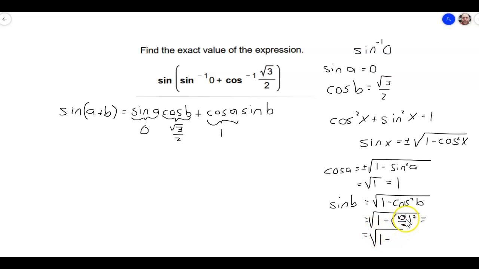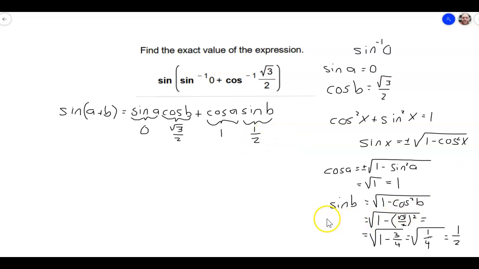That is equal to 1 minus, the square root of 3 squared is 3, 2 squared is 4. So that's 1 minus 3/4, which is 1/4, and the square root of 1/4 is equal to 1/2. And that's going to be positive, since that's positive up there. So this right here is just equal to 1/2.